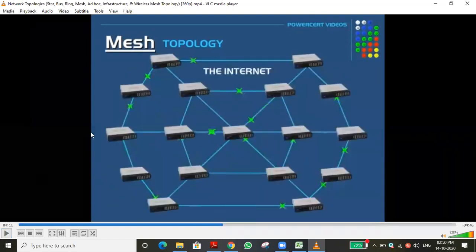Have you understood the mesh topology? Because each computer is connected, there are more connections. So if one of the connections is lost, through the remaining connections it will still receive the data. But it is expensive, as you've seen.